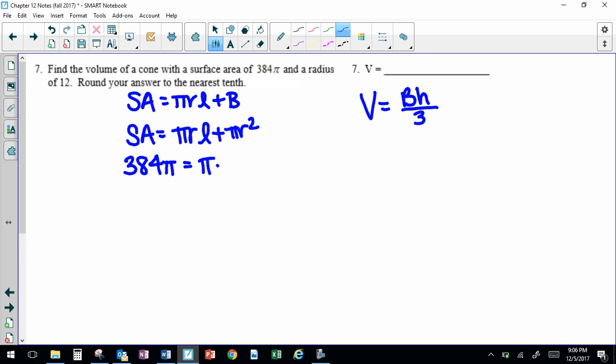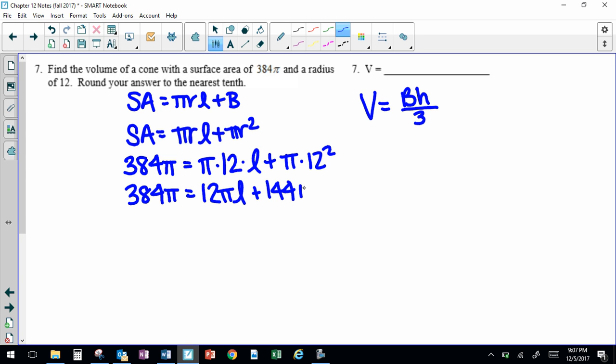So pi, we know the radius is 12, we don't know the slant height, plus pi times the radius squared, which is 12 squared. So I just changed the capital B part to actually what the area of the circle is, and then that way I could plug in some stuff. So let me clean this up a little bit. So then the 12 goes in front, so 12 pi L, that's 144 pi. Okay, from here, this is just a number. It doesn't have a variable.